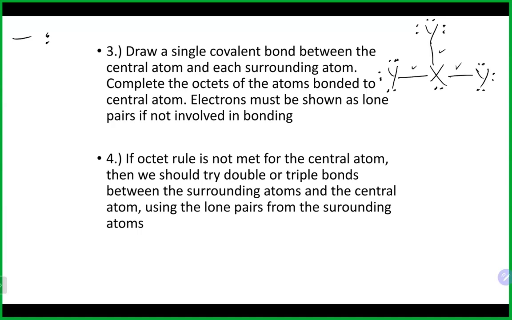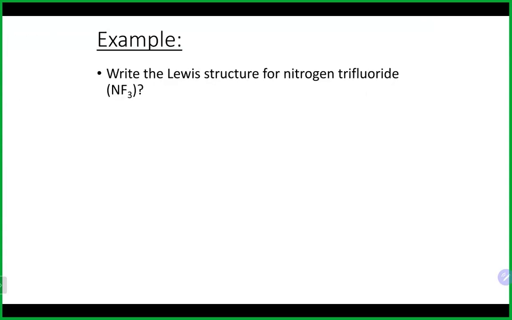Any questions on that there? All right, so let's do one here together to see these steps in action. So we have NF3. The first thing I'm going to do is calculate the valence electrons. So we got 5 for nitrogen, right? Because it is group number 5 on the periodic table. I have 3 fluorines. Each is group 7 on the periodic table.